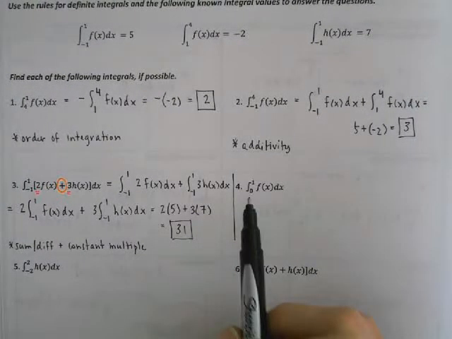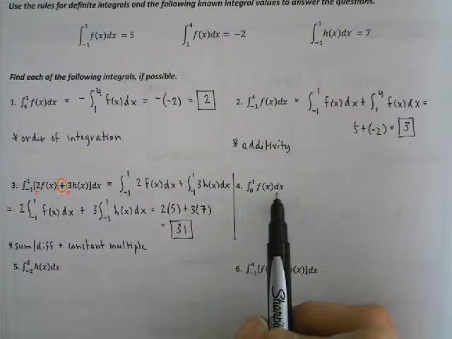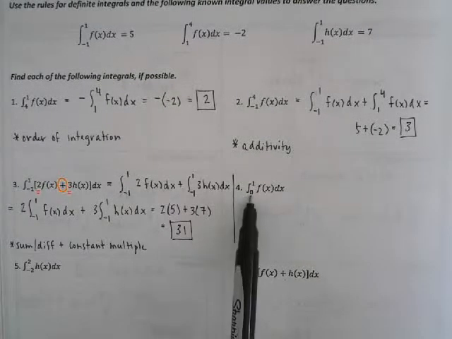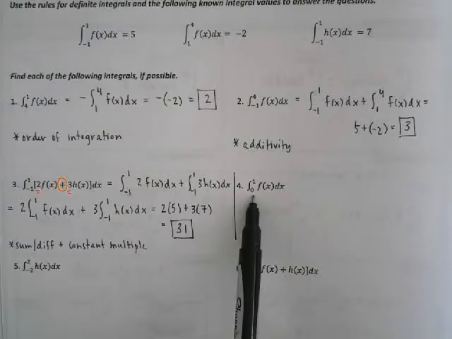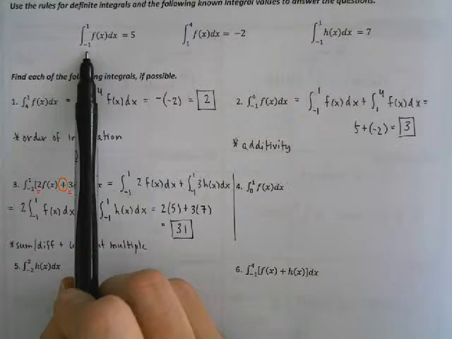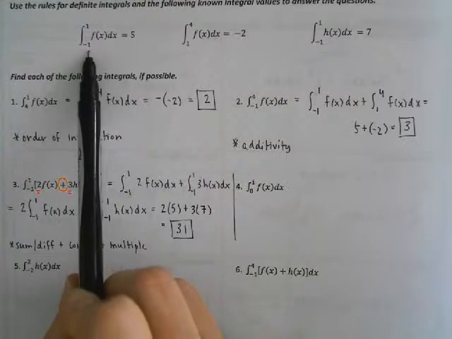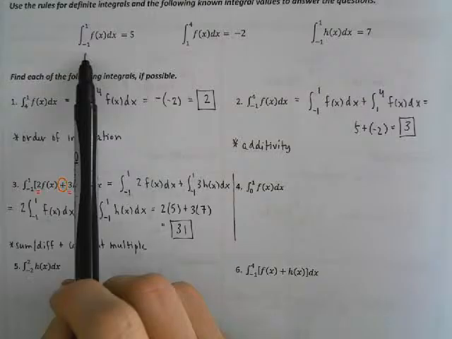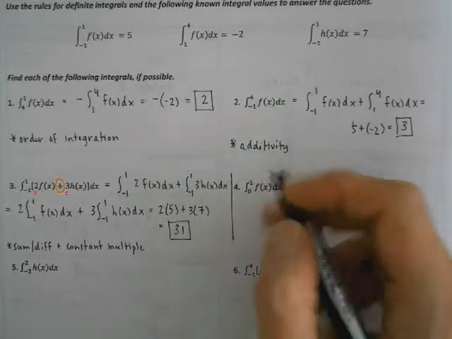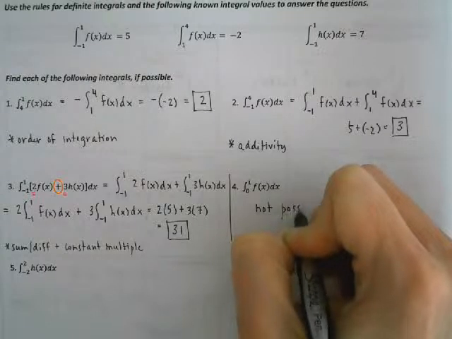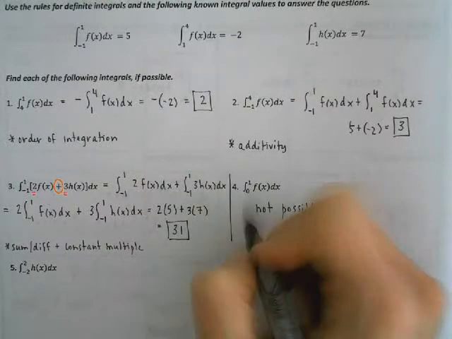Okay, now for number 4, the integral from 0 to 1 of f of x dx. I don't have anything that tells me the value of the integral from 0 to 1. A lot of times it's tempting to take this one and say we'll just split it in half. The problem is I don't know anything about this function. I don't know that it's symmetric about the y-axis, so we have to be careful here. This one is actually not possible. We can't evaluate it using the properties that we have.